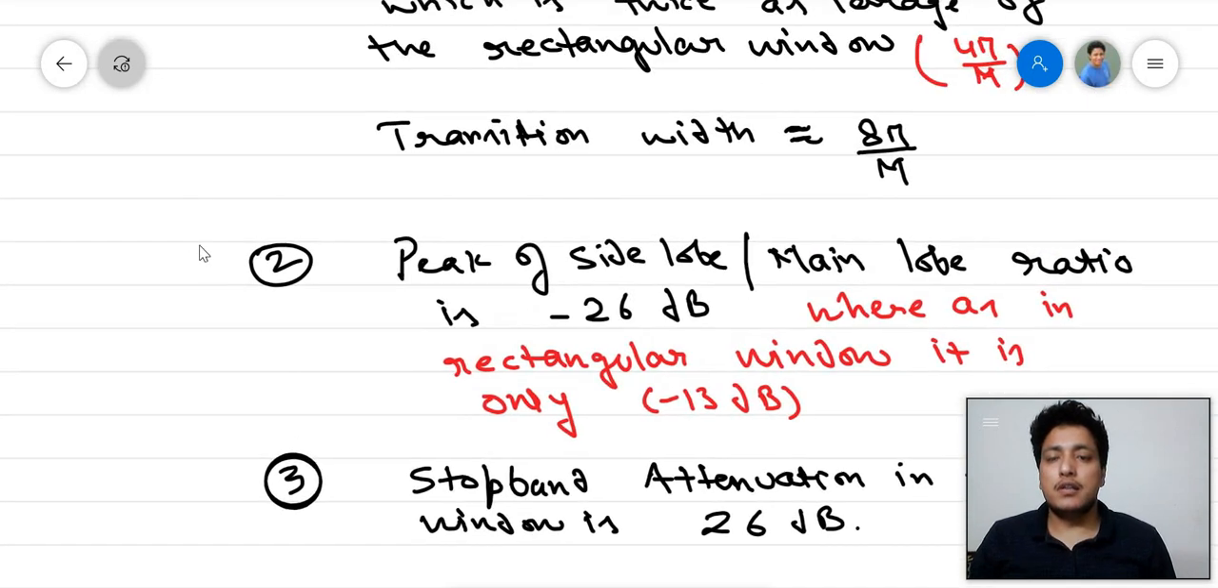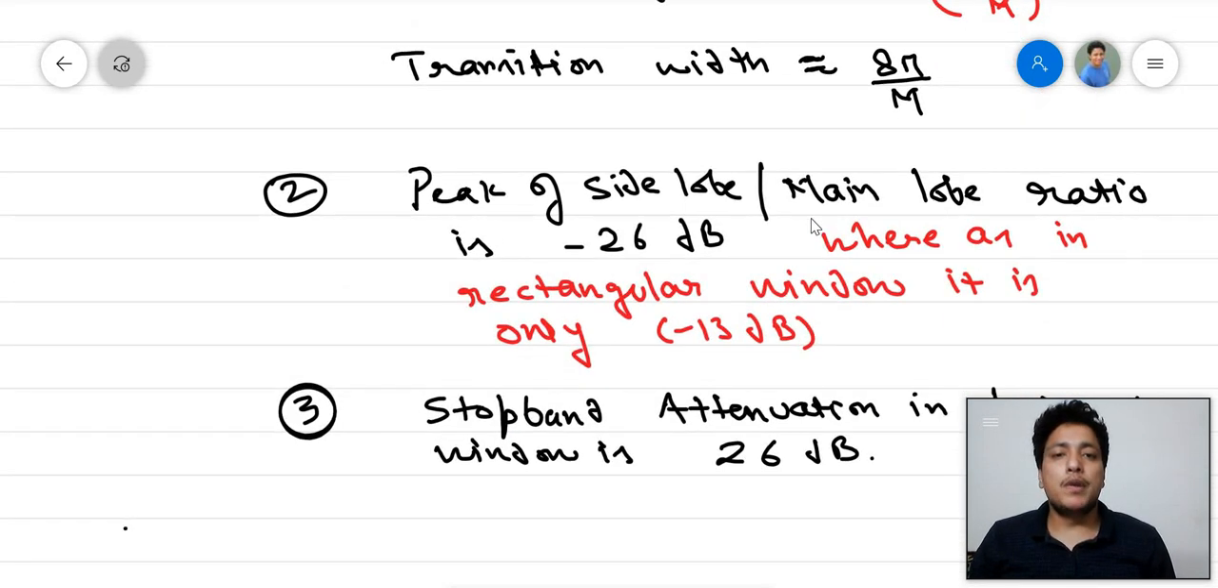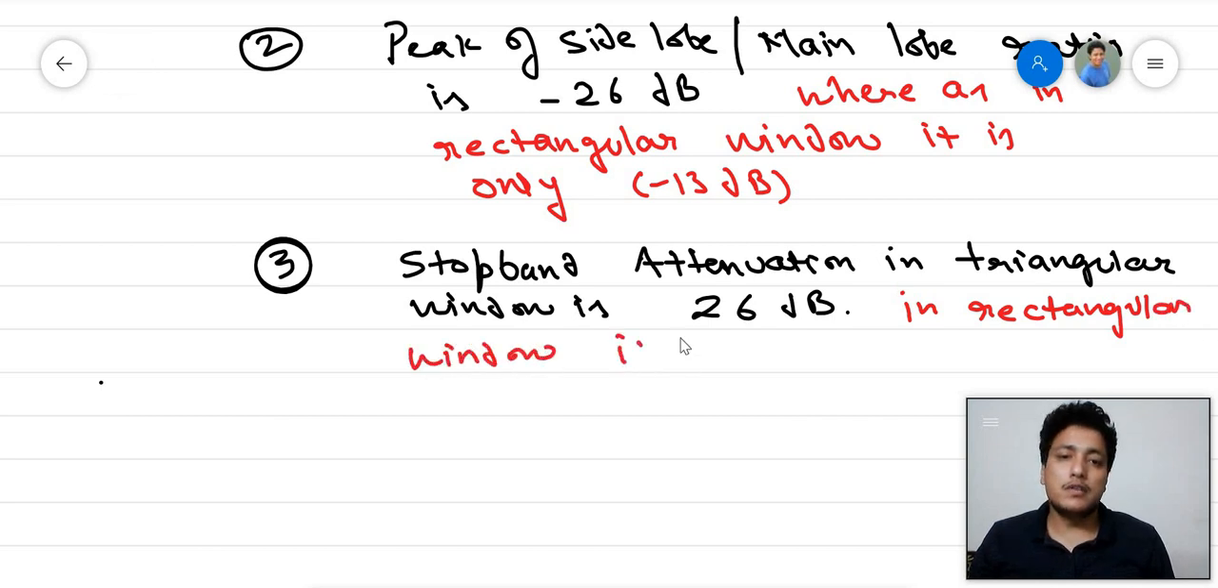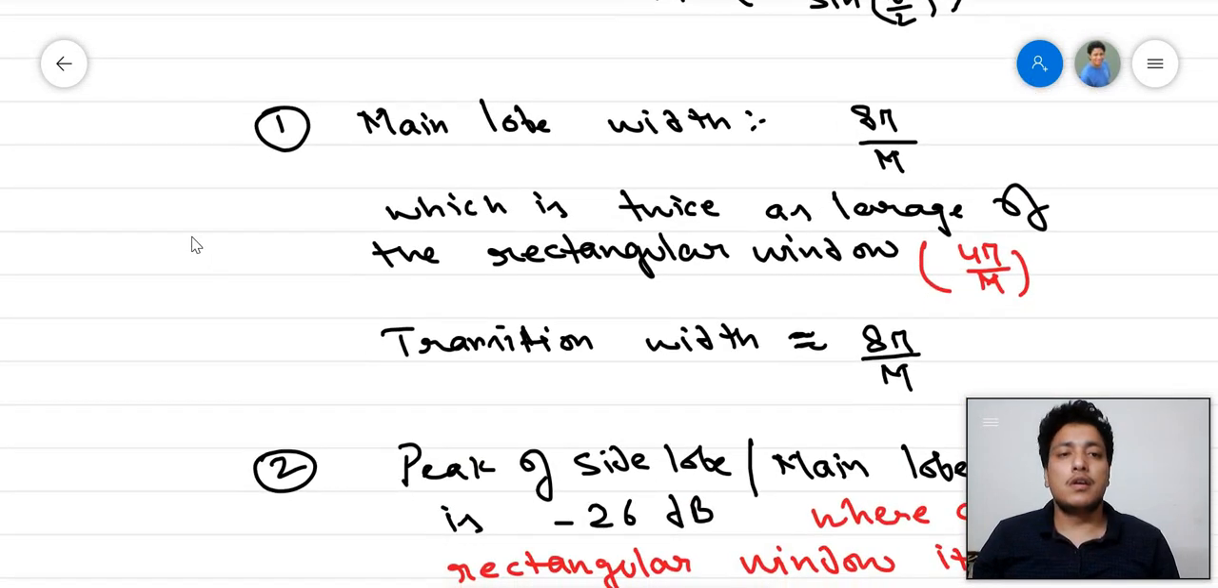As we can see, this triangular window does better on the peak of side lobe over main lobe ratio. In the rectangular window it is minus 13 dB, now it is minus 26 dB, so it is improved. Stop band attenuation is also higher, it is 26 dB, whereas in the rectangular window it is 21 dB. That means it is an improvement. So the second and third points are improved by using the triangular window, but the first point is actually the trade-off. That's all for this triangular window.